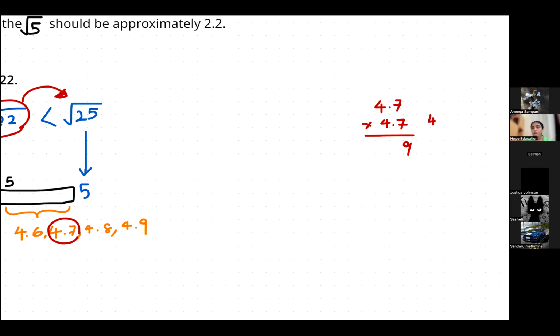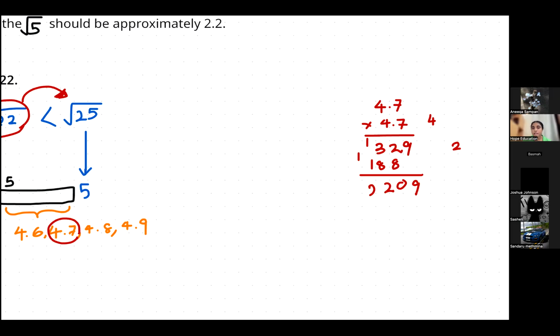7 times 4 is 28, 29, 30, 31, 32. Then 4 times 7 is 28, 2 remaining. 4 times 4 is 16, 17, 18. Okay. Let's add. 9, 8 plus 2 is 10, 1 remaining, 8, 9, 10, 11, 12. 12, 1 remaining, 1 plus 1 is 2.